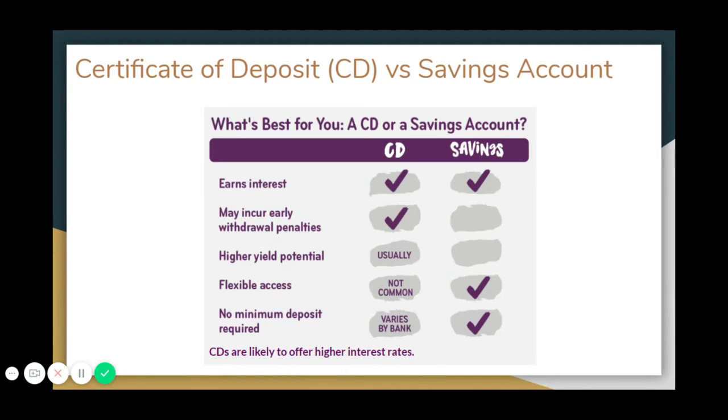What's the difference between a certificate of deposit and a regular savings account? Both of them earn you interest. A CD is likely to earn you a little bit higher of an interest rate, but the downside is that you will have bigger penalties if you pull the money out of the account before the end of the term. So you have less flexible access to your money.